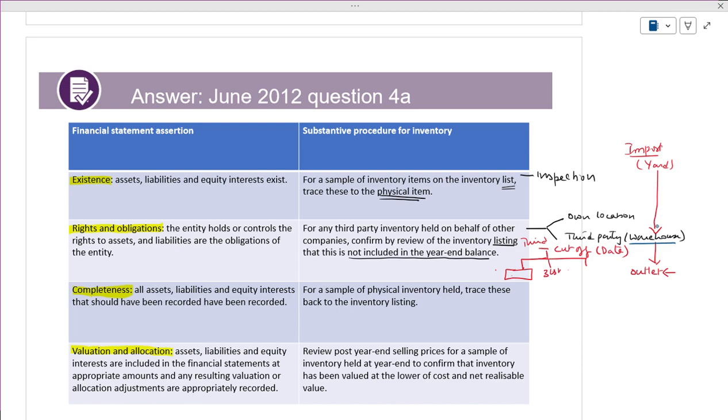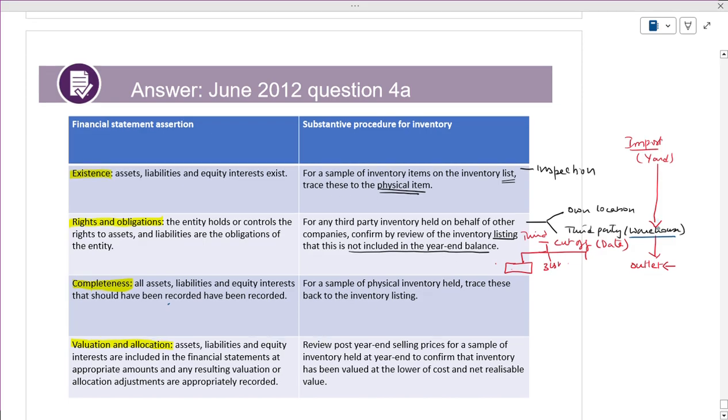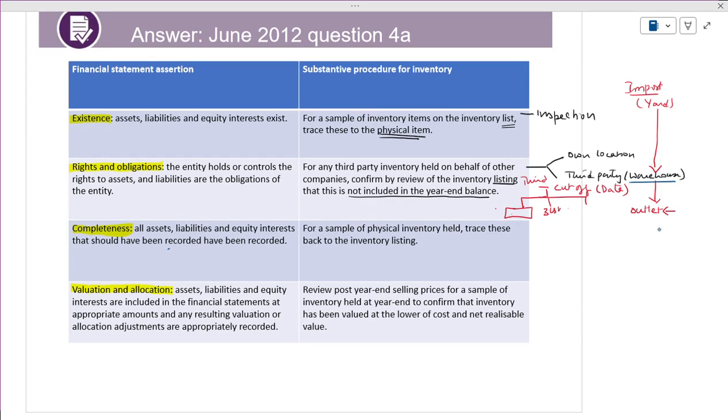Completeness, okay? They have been recorded. All the inventory has to be recorded. What we are doing, see, there are two ways. The first and the third one, I have told you previously. First, you are going from what is there on the list to the physical. When you go from the list to the physical, you are talking in terms of existence. Now, very interesting. Now you are going from the physical back to the list. When you do this, it talks about completeness.